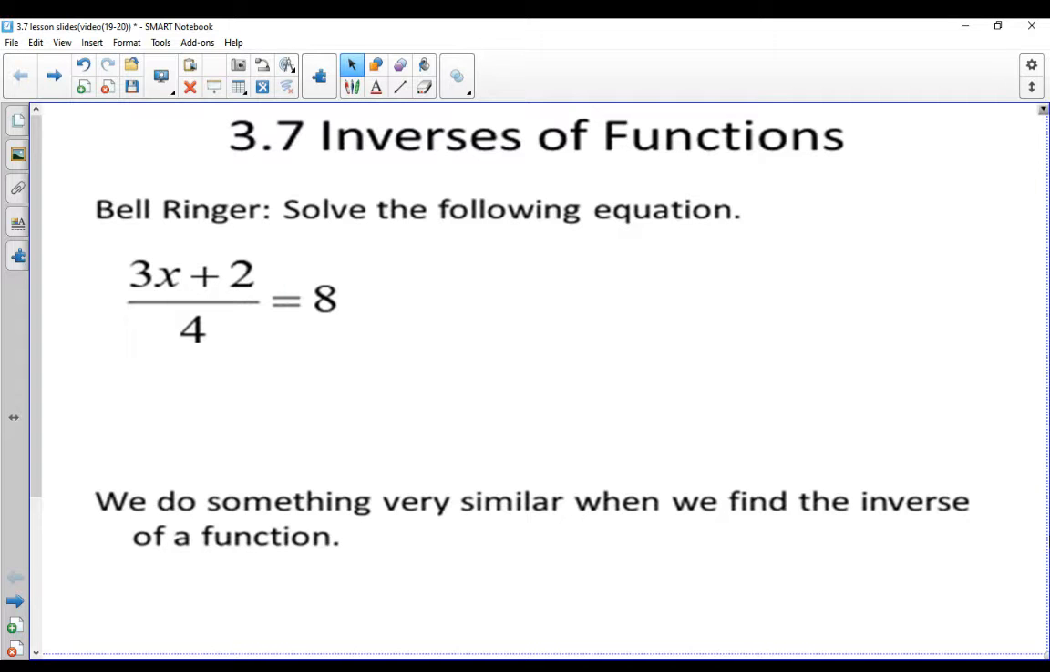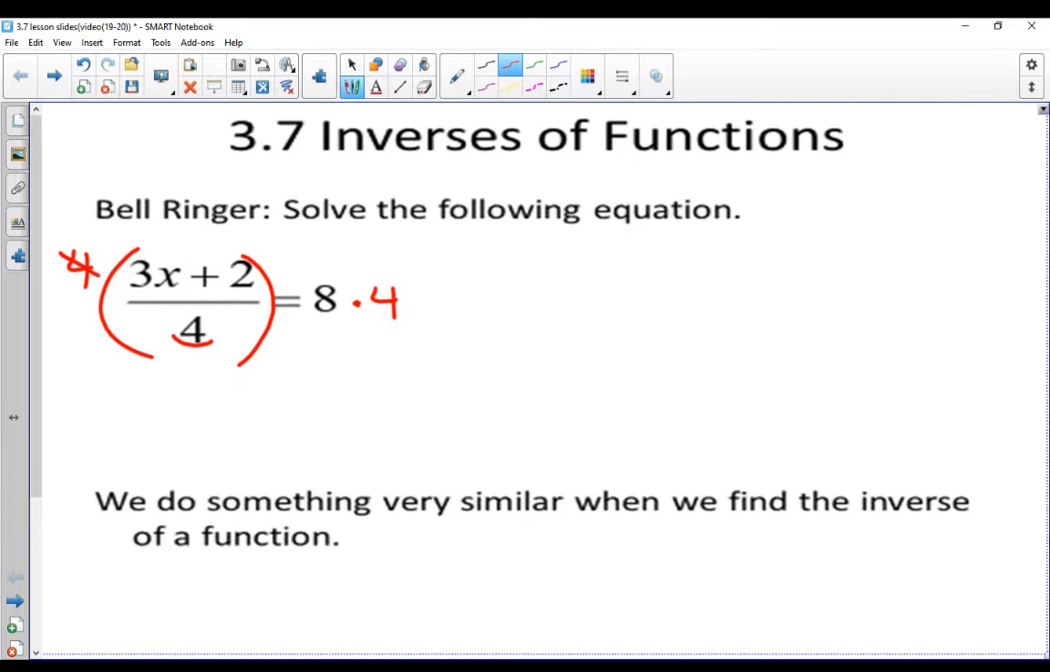But before we do that, I just want to solve this little equation right here real quick, just as a warm-up. So here we have (3x plus 2) divided by 4 is equal to 8, and we need to solve for x. First, I would recommend getting rid of this division by 4. And of course, if you're dividing by 4, to get rid of it, do the opposite operation and multiply.